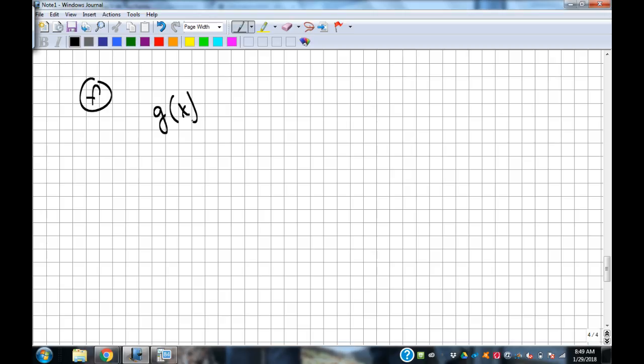Call this one g of x. Change it up a little bit. 5 minus x for -3 is less than or equal to x is less than 1. And then the square root of x for x is greater than.